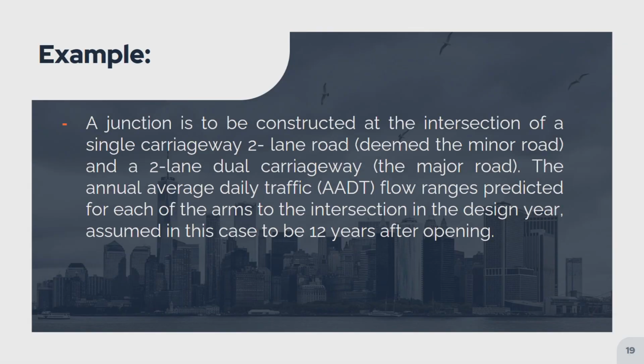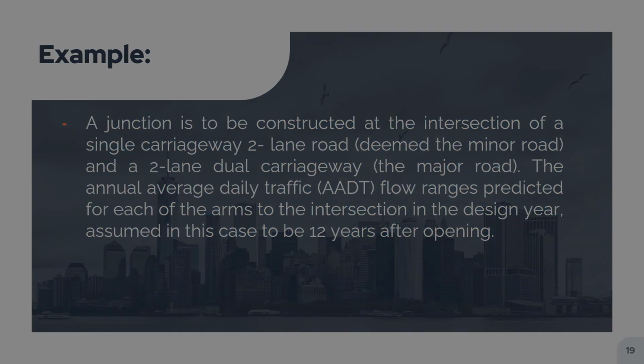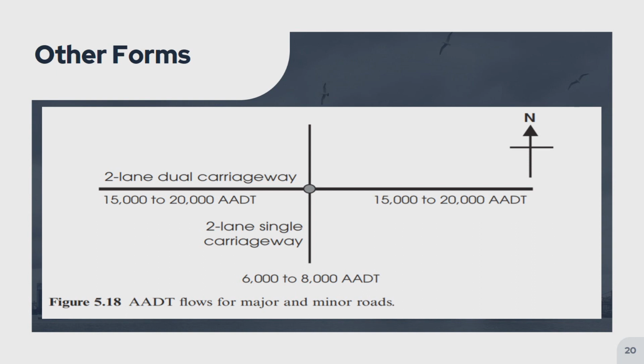So we have here an example. A roundabout is to be constructed at the intersection of a single carriageway, two-lane road, deemed the minor road, and a two-lane dual carriageway, the major road. The annual average daily traffic, or the AADT, flow ranges predicted for each of the arms to the intersection in the design year, assumed in this case to be 12 years after opening. So as you can see, we have a major and minor lane which intersects with one another.